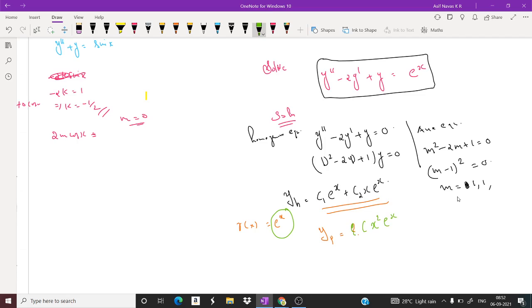Why? Because here already in the homogeneous part we have e raised to x, and also we have x e raised to x. So we will choose yp as this.